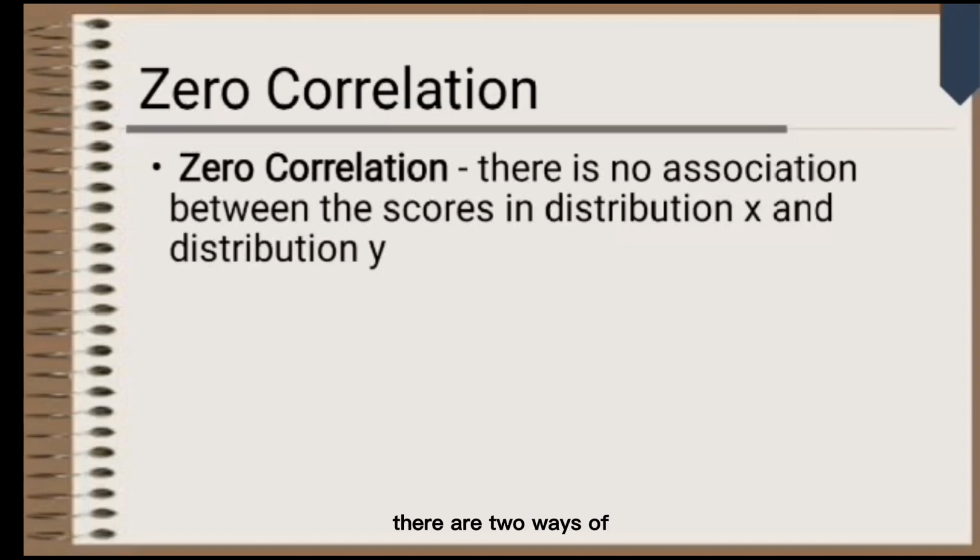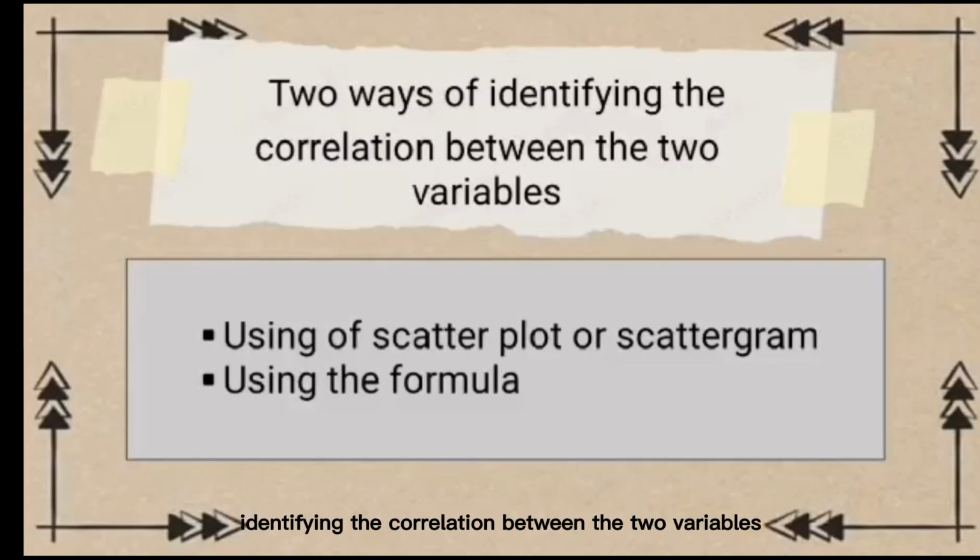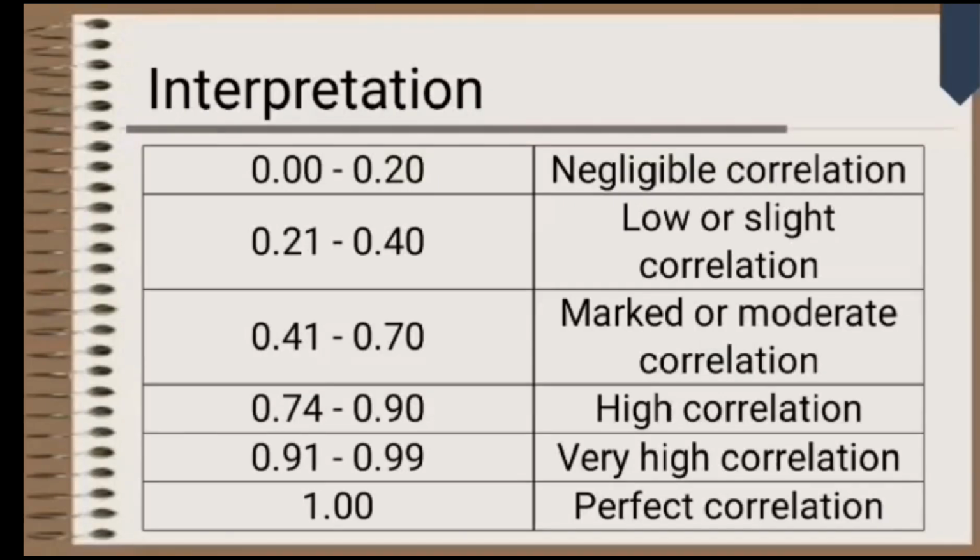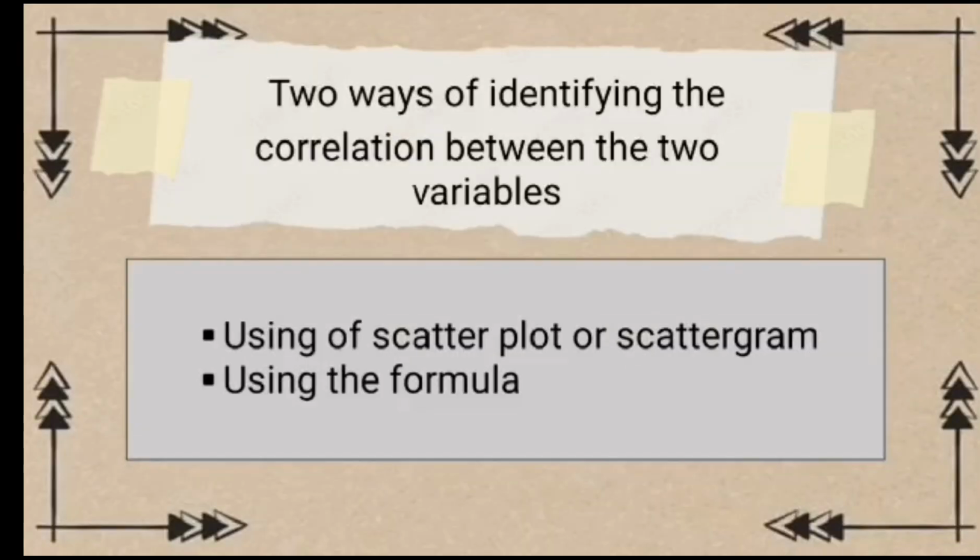So to continue, there are two ways of identifying the correlation between two variables: using a scatter plot or scattergram, and using the formula. A scatter plot is a type of plot or mathematical diagram using Cartesian coordinates to display values for typically two variables for a set of data. It determines whether or not two variables have a relationship or correlation.